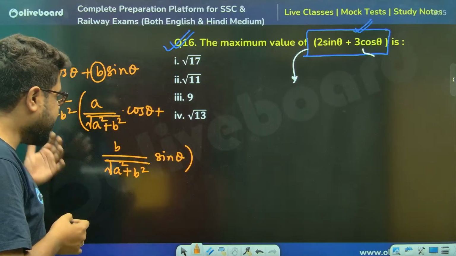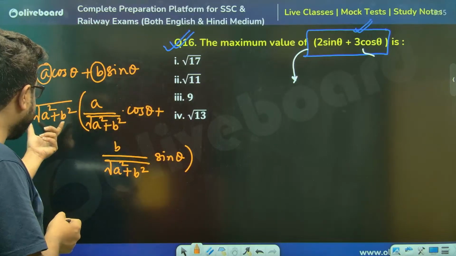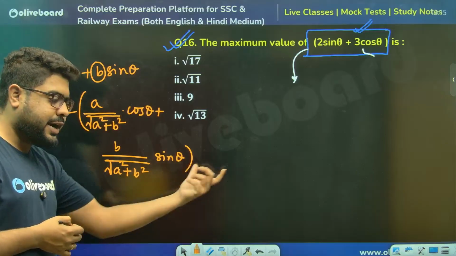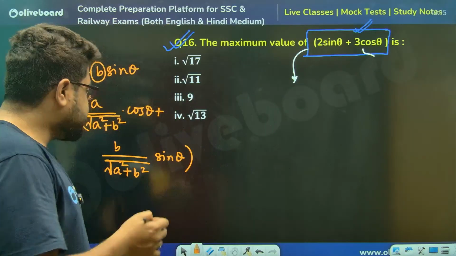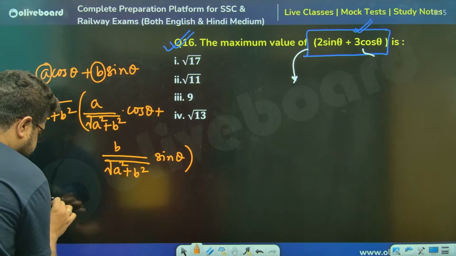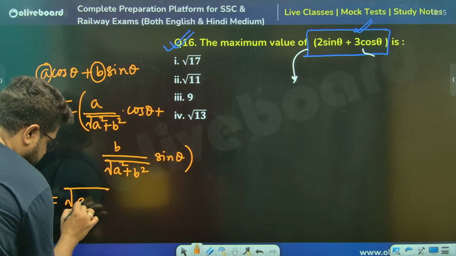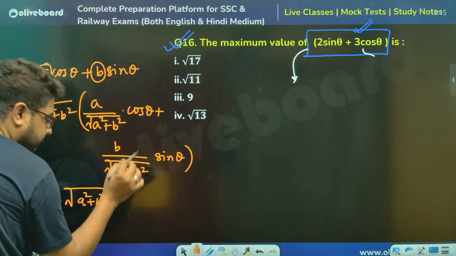Correct? I can write it like this. What I've done is multiply by root over A square plus B square and divide by root over A square plus B square, so ultimately I've done nothing. You see, I can write this particular thing as root over of A square plus B square into.